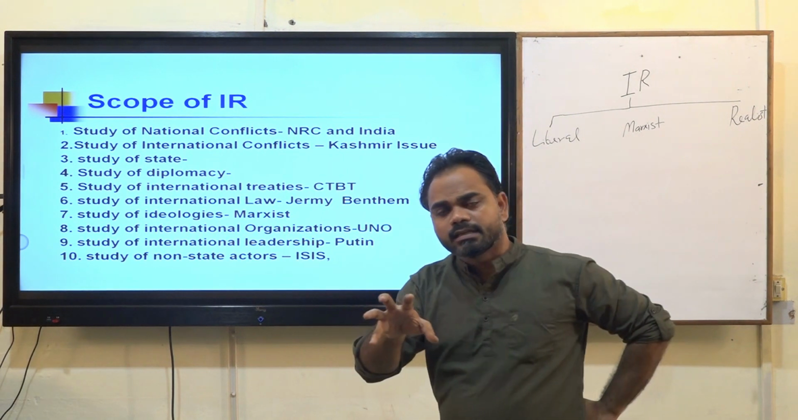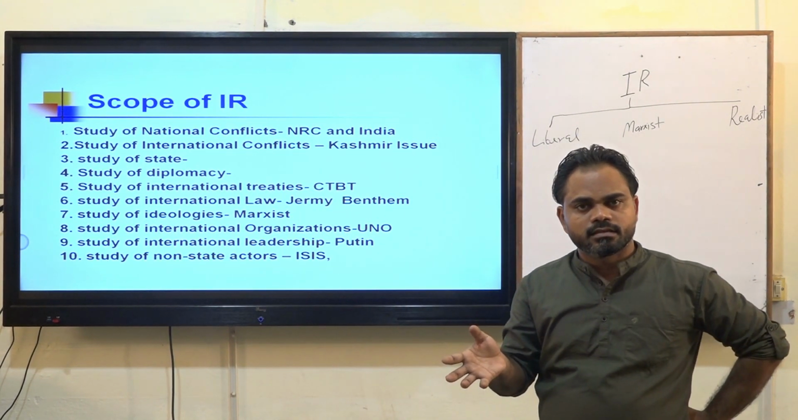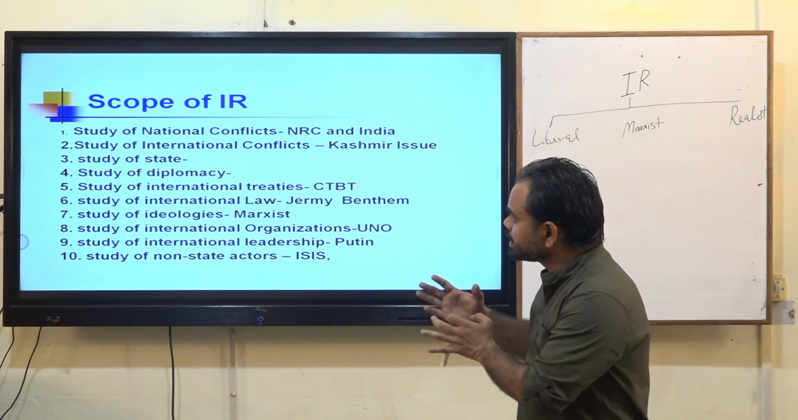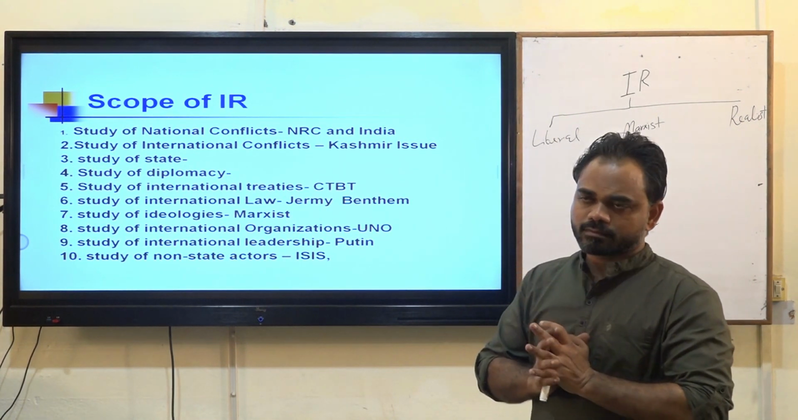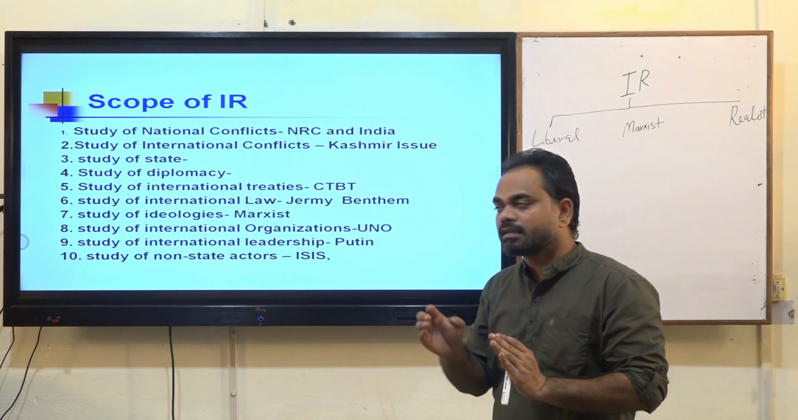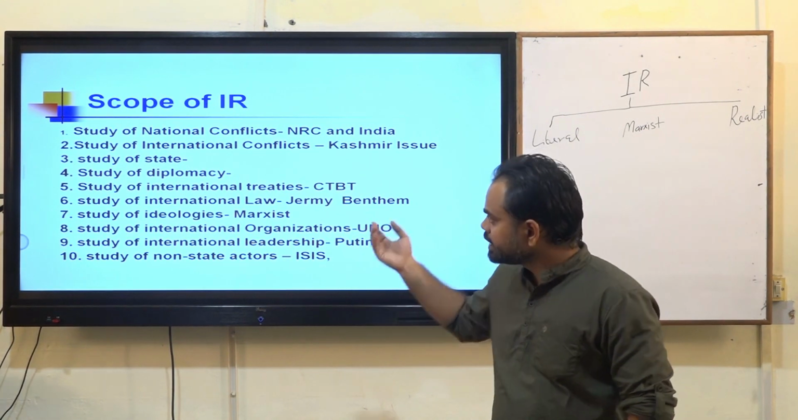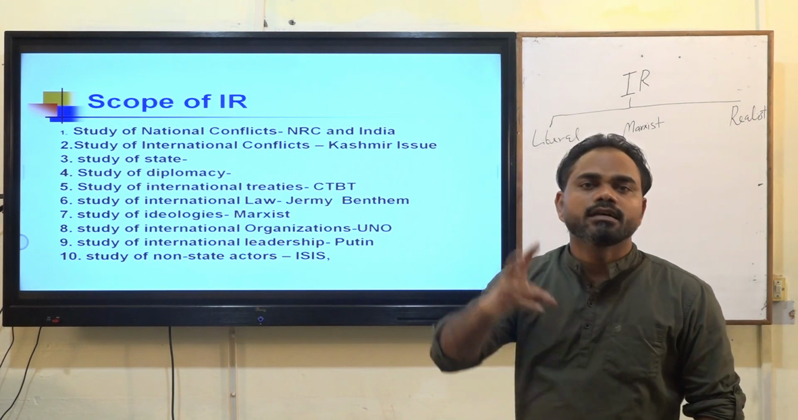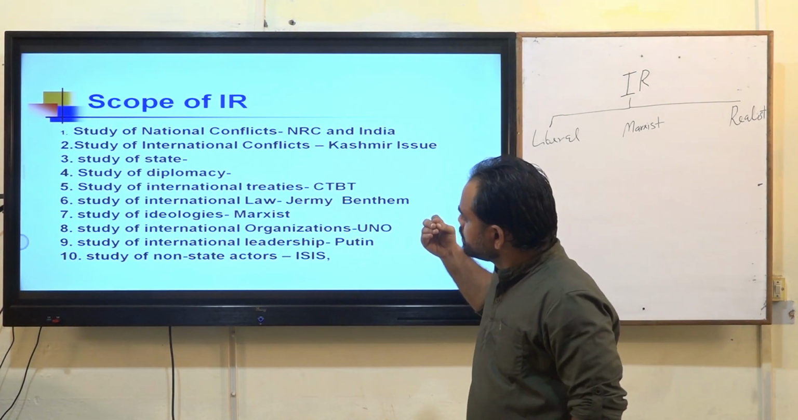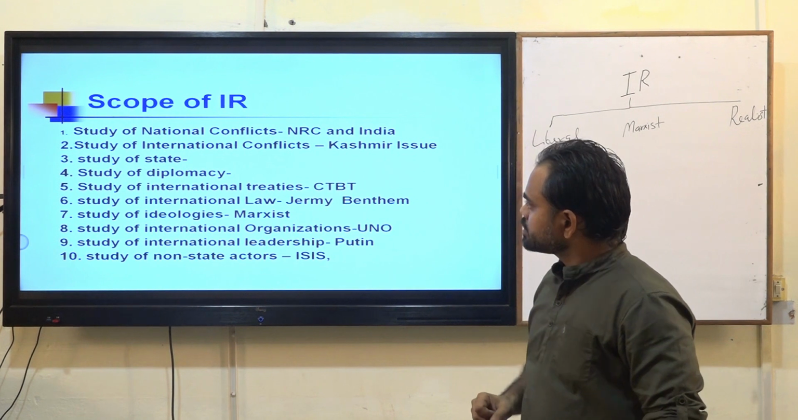Study of the state. The state is the main actor of international relations. States are the main actor of international relations, because all policies, all international laws, all things are just running for the state. But which type of state? It is also a study of IR. For a state, four things are mandatory: population, government, geography, and recognition.